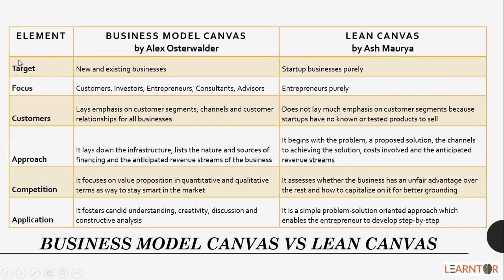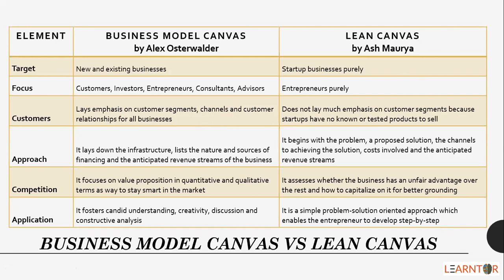Now, the BMC targets new and existing businesses, but the lean canvas is strictly for new startups. While the BMC is focused on customer, investor, entrepreneur, consultant, advisor, the lean canvas is purely for entrepreneurs. In terms of the customer segment, the BMC lays emphasis on customer segments, channels and other relationships for all businesses. Whereas the lean canvas does not lay much emphasis on customer segment because startups have no known or tested product to sell.